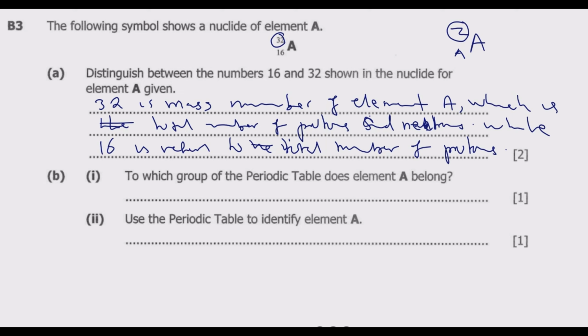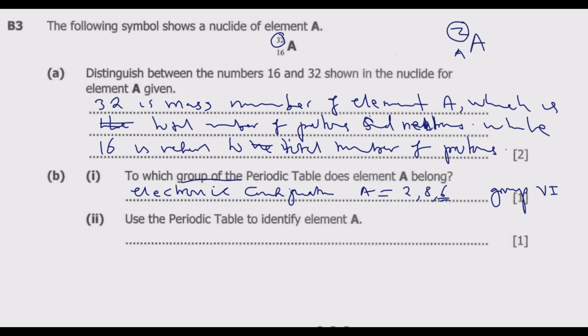So for us to tell the group to which this element belongs, we need to know the electronic configuration. The electronic configuration of element A will be: the first shell will have 2, the second one will have 8. So 2 plus 8 is 10. 16 minus 10 is 6. So this 6 tells us this element belongs to group 6. That's where it belongs.